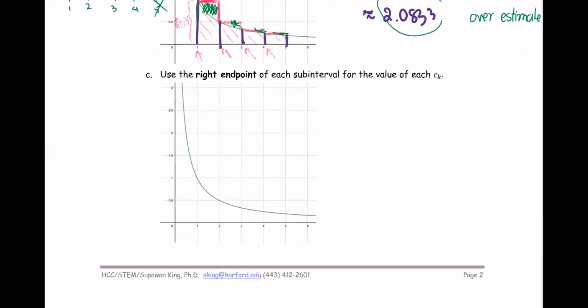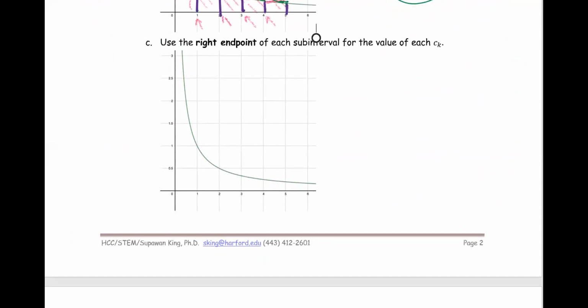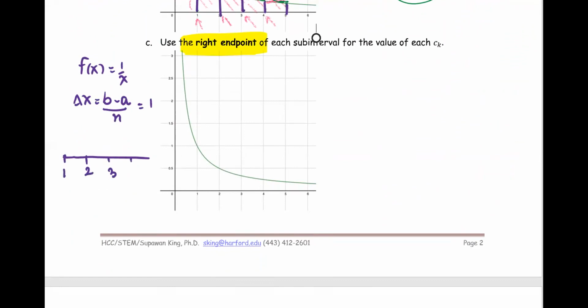Okay. The next one, the right endpoint, same manner. So for the right endpoint this time, sharing the information that f of x is 1 over x, the delta x, which is b minus a divided by n, is computed to be 1. For the right endpoint, starting from a equals 1 and then keep going for 4 equal subintervals. For each interval, you're gonna take the right one. So you take the right endpoint of each subinterval. So therefore, the first one is not used.